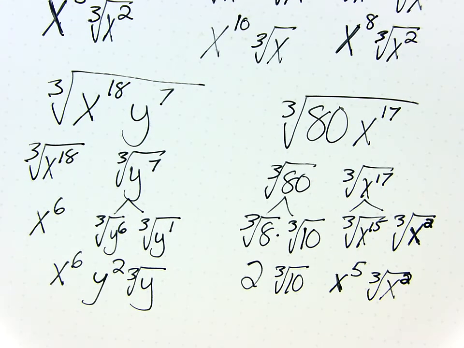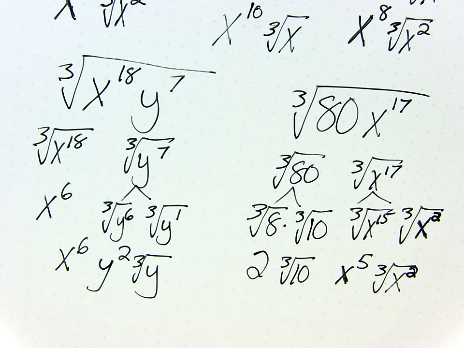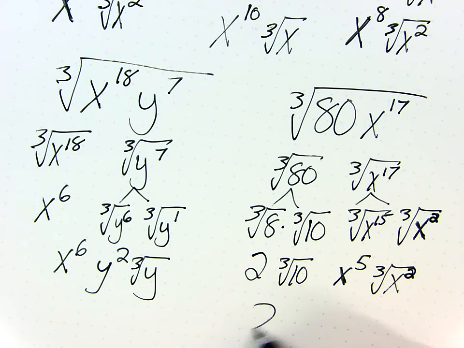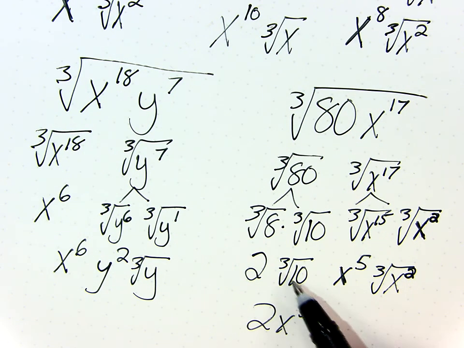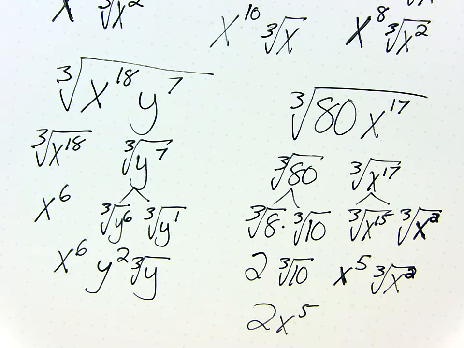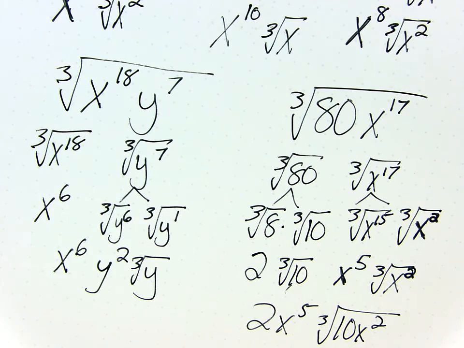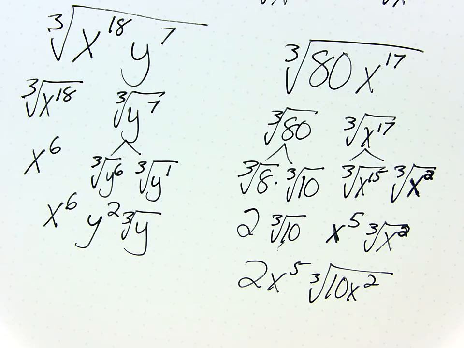So now to write this final answer, anything that's not under a radical gets put out in front. So you'd have 2x to the 5th. And then you're not going to have 2 cube roots. You put them together under one big one. So I'd have cube root of 10x squared. Just like that. And you're done.